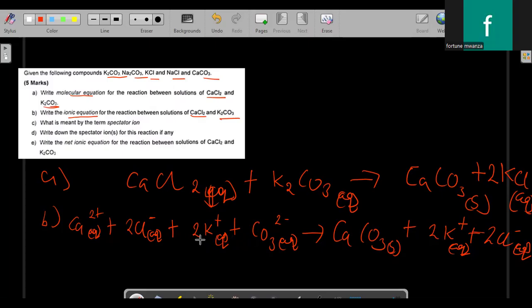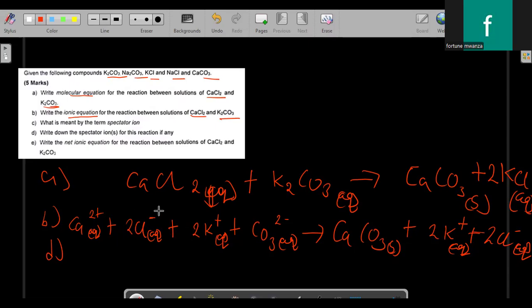Okay, so those you simply call spectator ions. Then part D says, write down the spectator ions for this reaction. So, define what spectator ions are: those ions which do not take part in the chemical change.